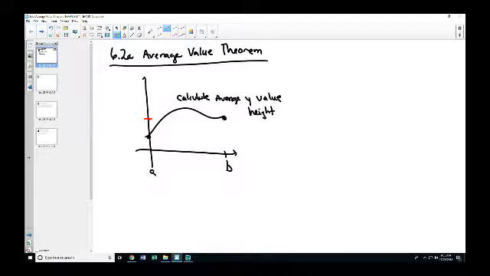It's most useful in contextual problems where you're given a function and you need to find the average number of apples in the basket or something of that nature. Okay, so just find the average height there. So the calculation, let's call this function.